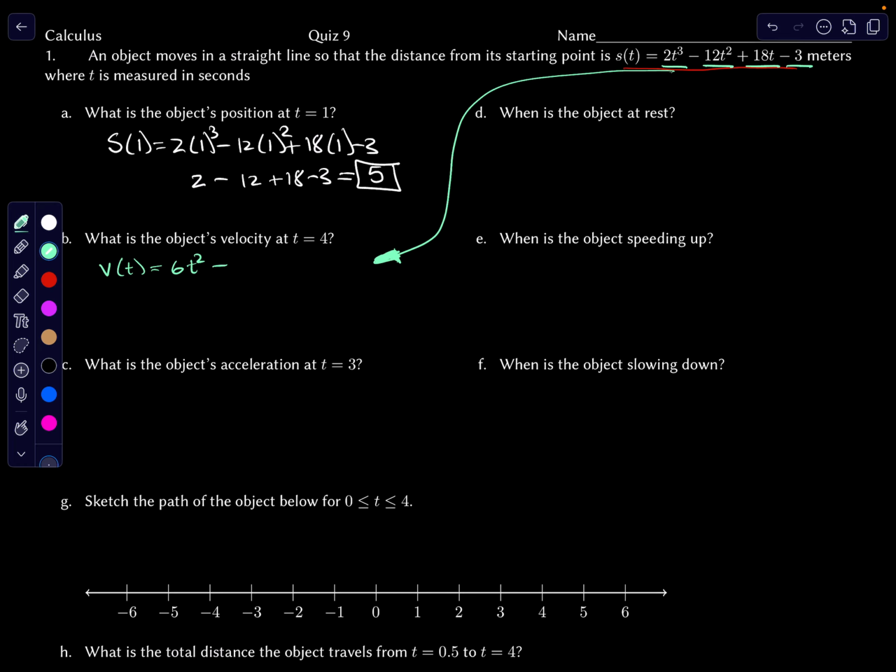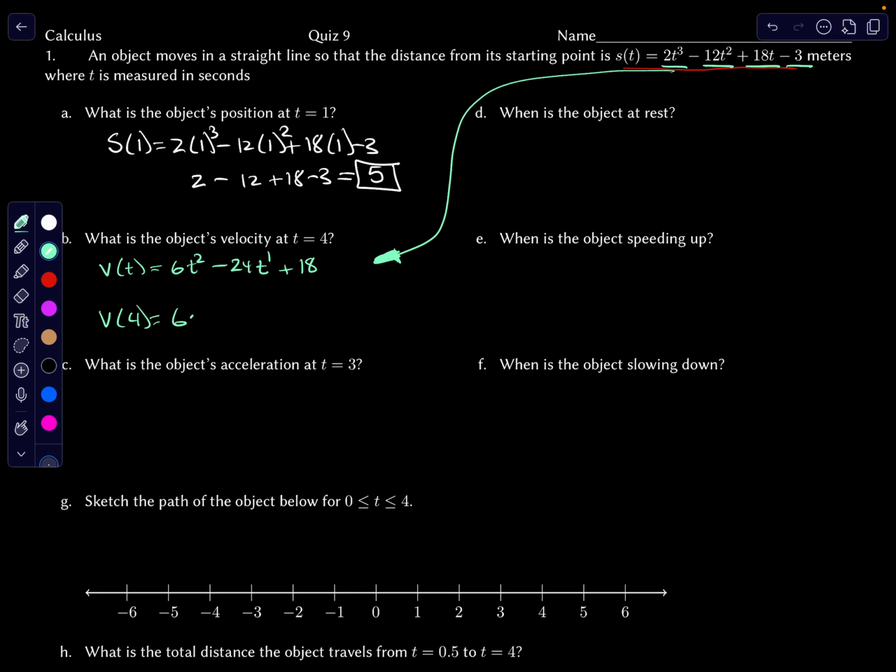And then negative 12 times 2 is negative 24. And then subtract 1 from that power and it becomes t to the first. And then 18 and t to the 0, which is just 18. And the 3 constant becomes 0. Okay, now we just compute this at 4.